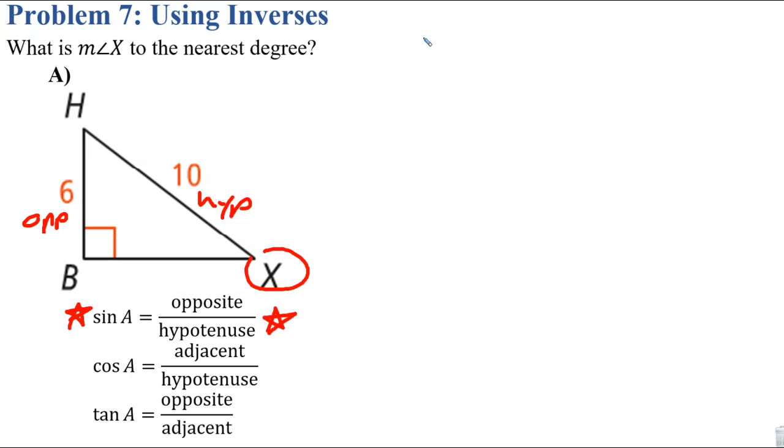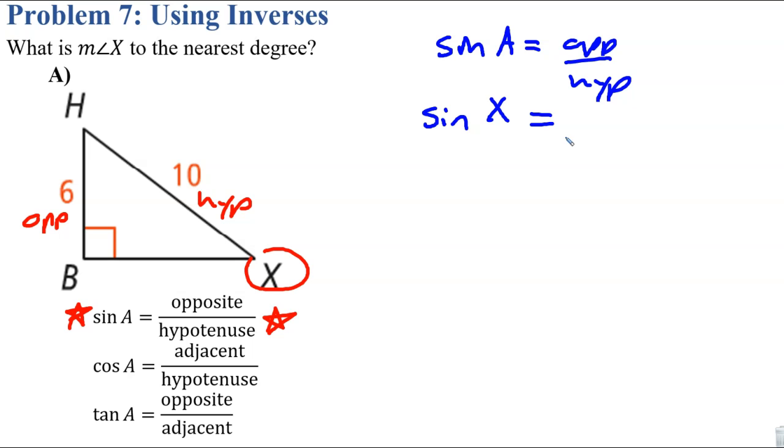So I'm going to fill that in. I know that sine of angle A is equal to opposite over hypotenuse. Okay, what do I have here? Well, sine of the angle I don't know, that's my x, that's my variable for this one, is equal to the opposite, which is the 6, over the hypotenuse, the 10.